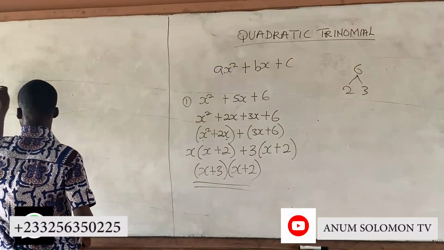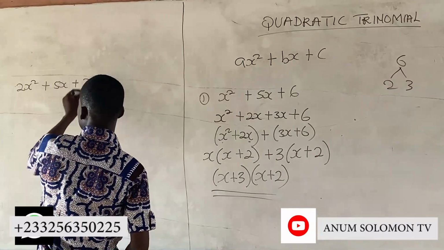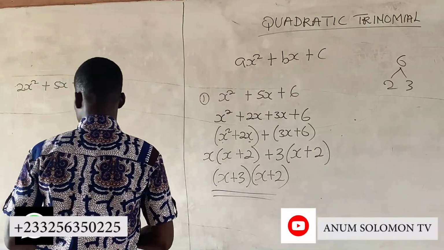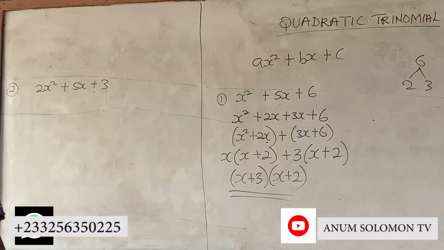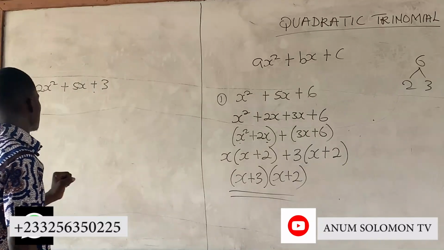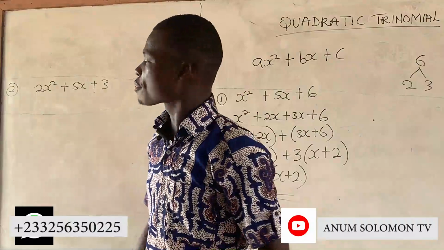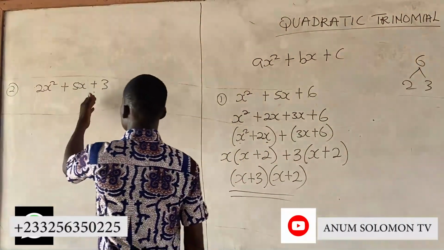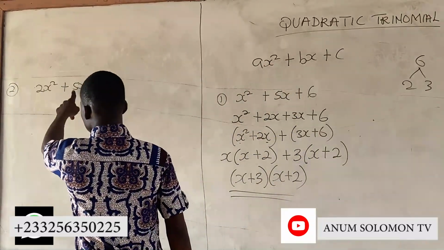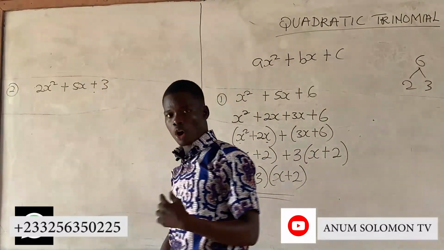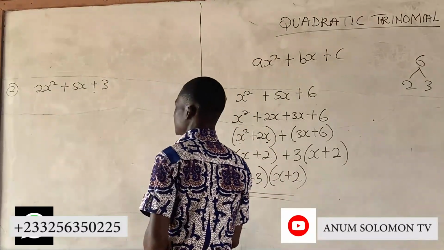So, example 2. Suppose we have 2x squared plus 5x plus 3. Let's check this question. The first thing to do is find the product of a and c. When you compare this to the general quadratic, you see that a is 2, b is 5, and c is 3. So let's find the product of a and c.